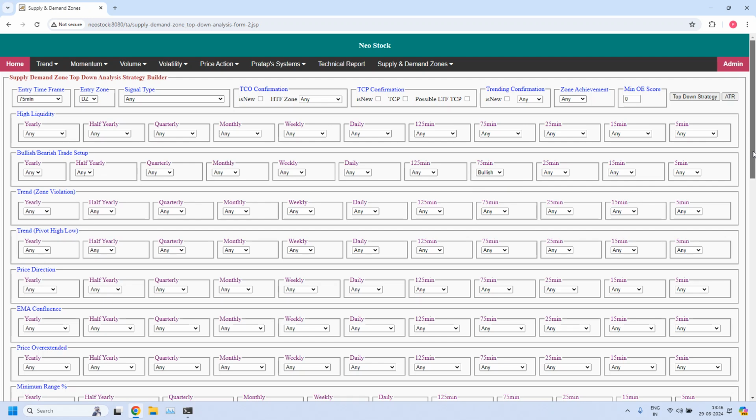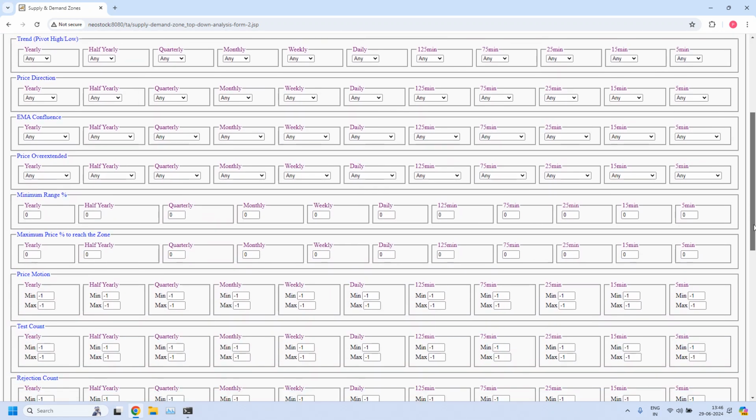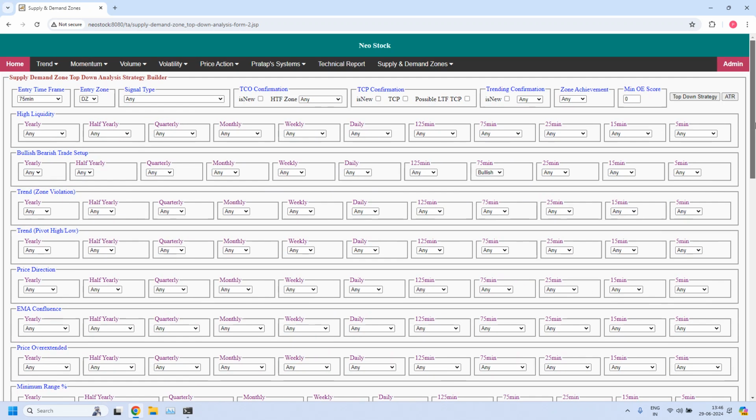Apart from that, we also want to filter the stocks based on 3 filters. The first filter, zone should not be pierced. That's why pierced count should be 0 for 75 minutes time frame. Minimum value 0, maximum value 0. This filter is applied to demand zone because our entry zone is the demand zone. Next, zone achievement. It should be violated opposing zone, and this filter is applied to entry zone, demand zone. And the minimum odd enhancer score 12. This is also applied to the entry time frame demand zone. That means all the 3 filters are applied to 75 minutes demand zone.